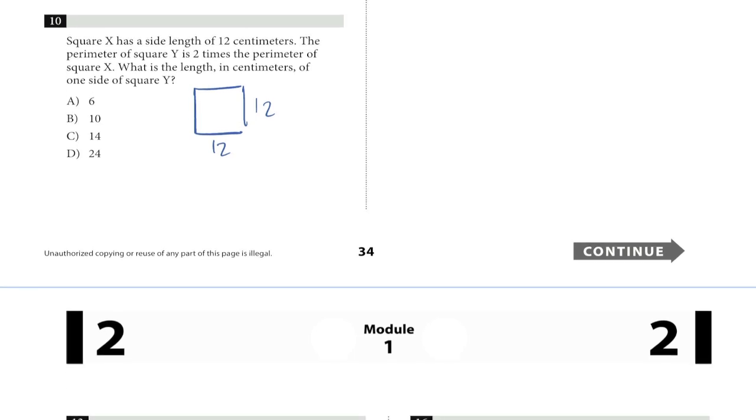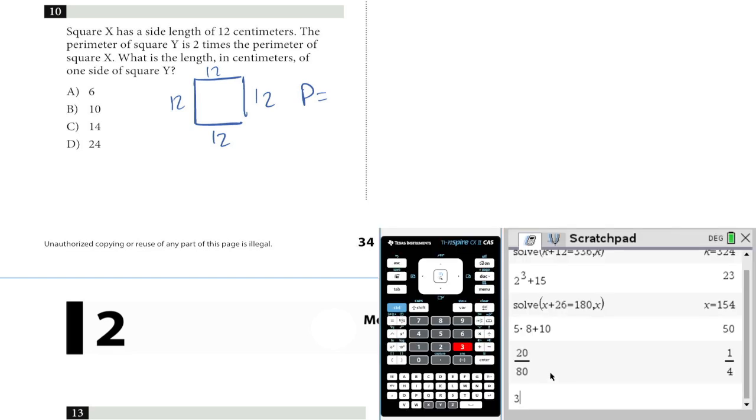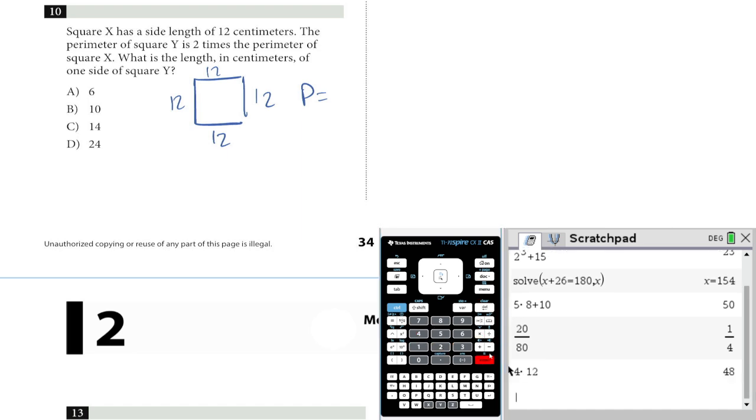So there are 2 ways to do this. We could go ahead and find the perimeter of square X by just adding up all those sides. So 12 plus 12 plus 12 plus 12. In the calculator, we can do 4 times 12. Again, just going to use the calculator so we can see that. So we should get here 48. Cool. And then if we double that, 48 times 2.